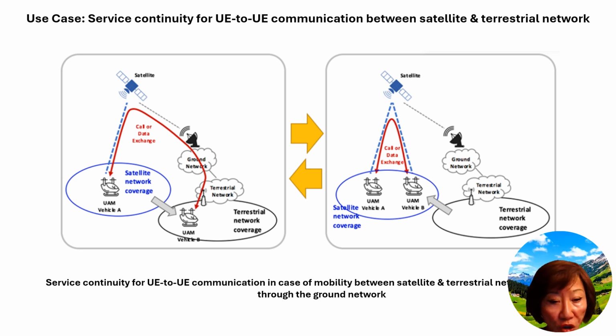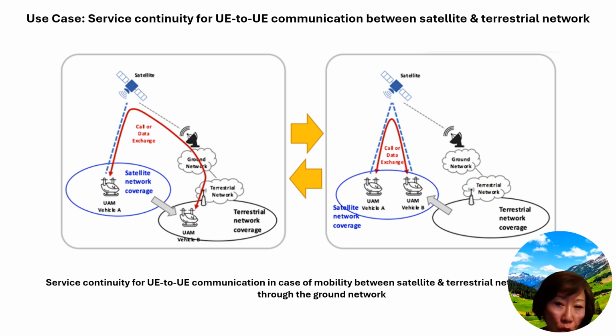This one illustrates the concept of service continuity for UE to UE communication in case of mobility between satellite and terrestrial network without going through the ground network. We have a single satellite shown in both frames. We have two UAVs, unmanned aerial vehicles, labeled as Vehicle A and Vehicle B. We have the ground network again depicted by a satellite dish and cloud icon.